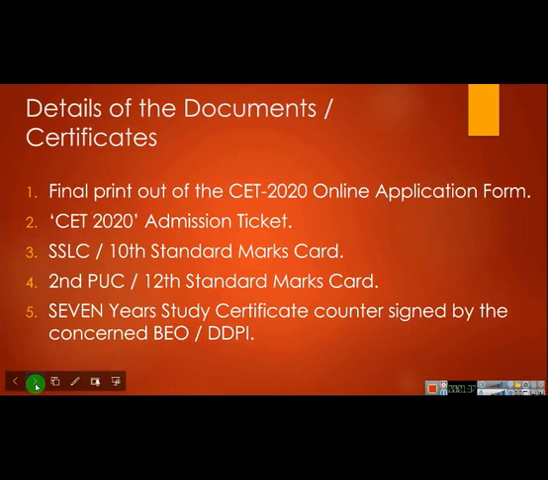So first, we are going to see the details about the documents. The first one is the final printout of the CET 2020 online application form. This online application form is nothing but the final printout. When you apply for the CET entrance examination, they give you a document. That document you need to scan and keep ready for uploading. That is the first document.